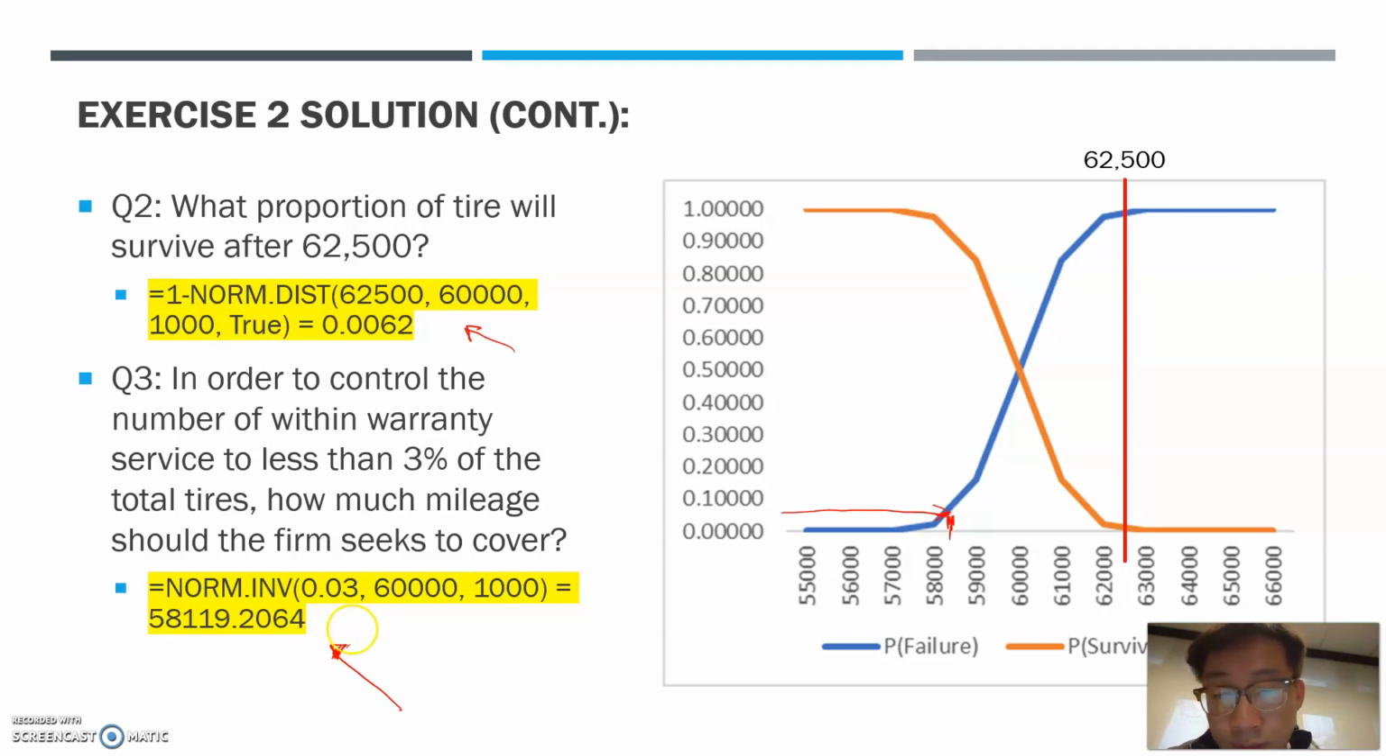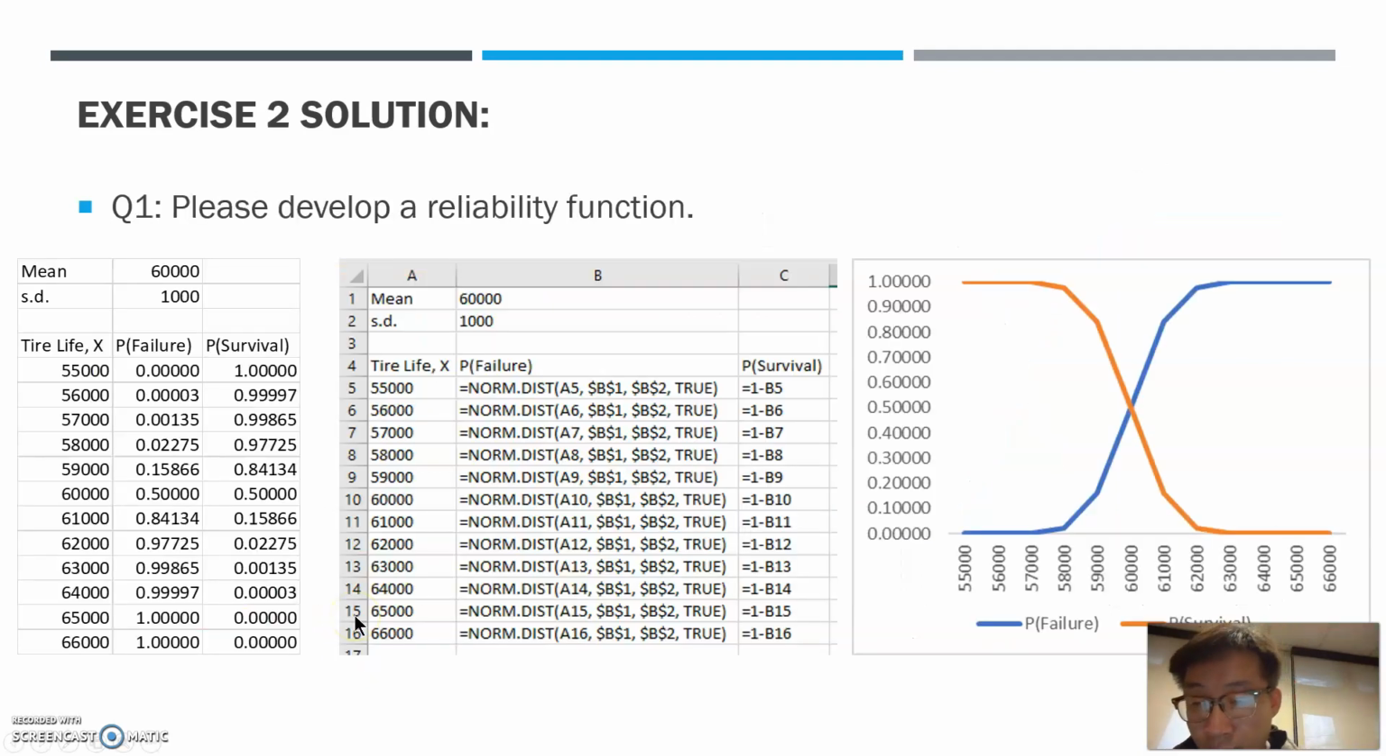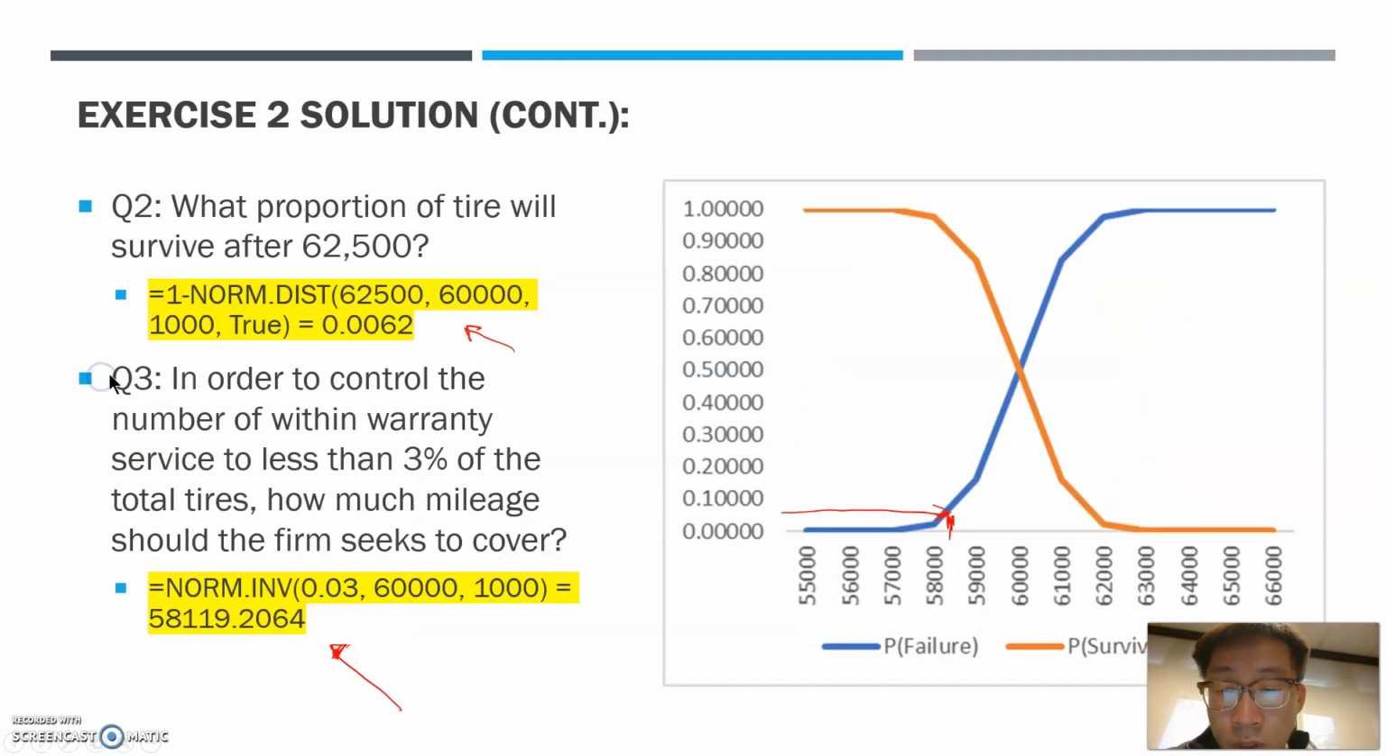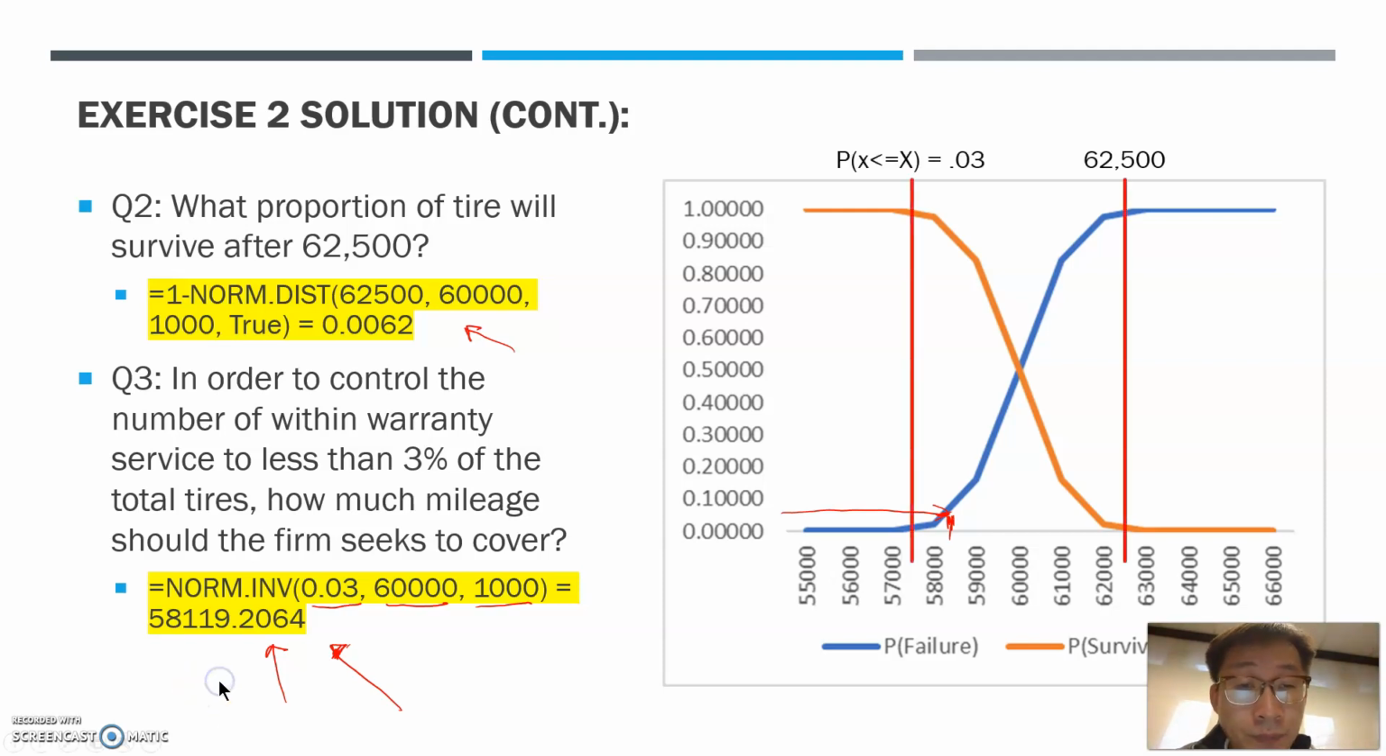Of course, you can always take a look at this number right here. They'd like to cover less than 3%. So if they like a whole number, they can just say 58,000. But if they'd like to be more specific, you can always utilize the inverse of normal distribution. So it's a 3% average standard deviation, and it will give you the point. They give you 3% before that point. Okay, so that is exercise number 2 here.